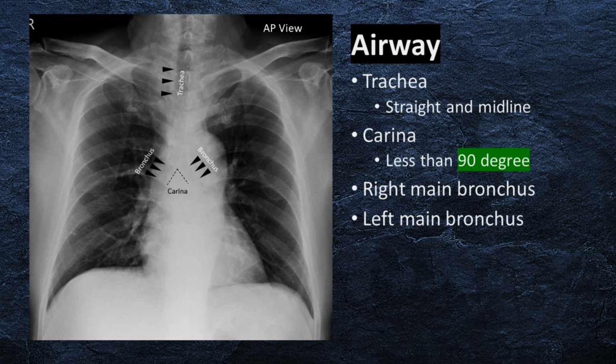A. Airway. Trace down the trachea to the carina. The trachea should be straight and midline. Check for any tracheal narrowing. Trace down the left and right main bronchus. Note if the carina is wider than 90 degrees. Check for any bronchial narrowing or cutoff. Check for any inhaled foreign body.